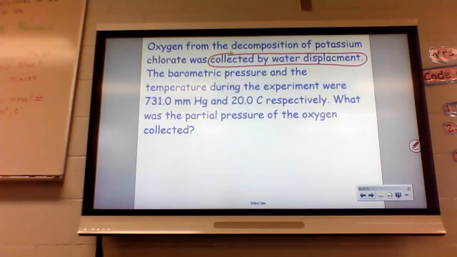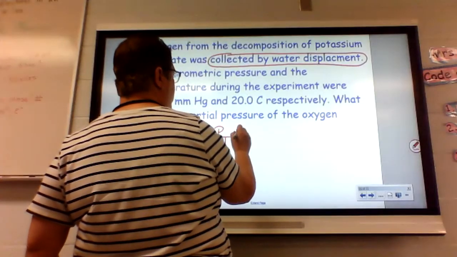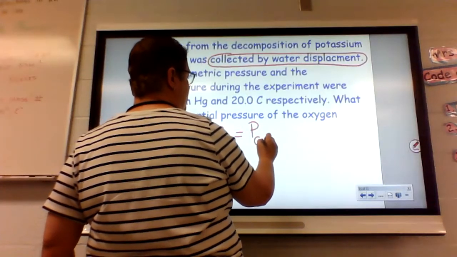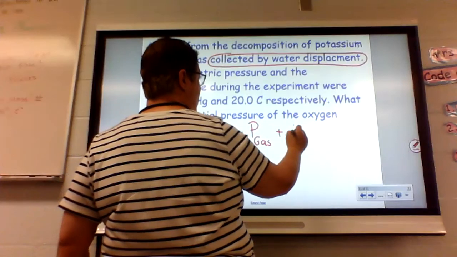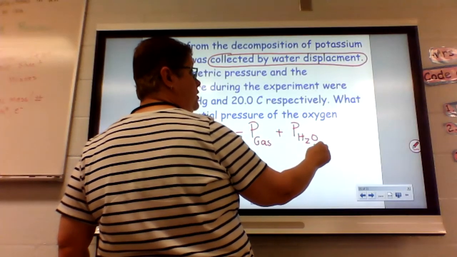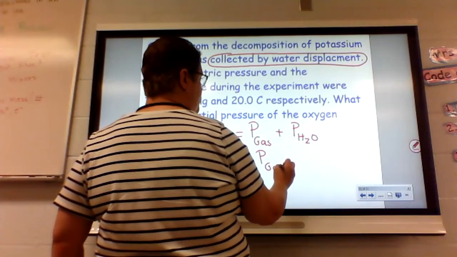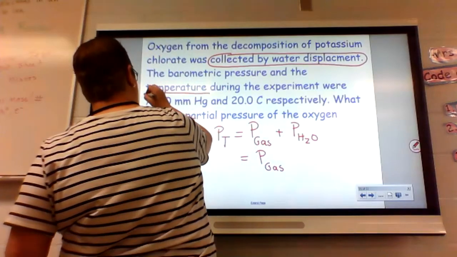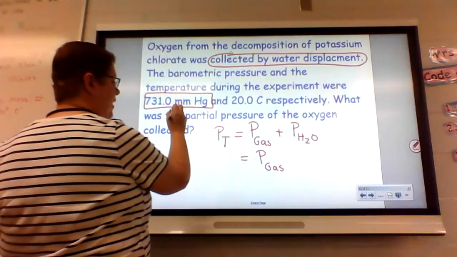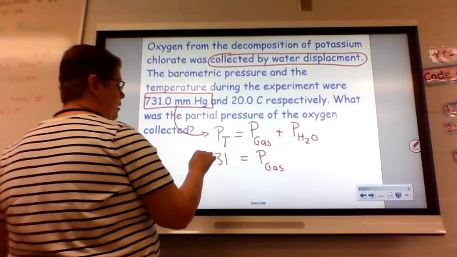What does it ask for in the question? Partial pressure. Which letter is the partial pressure? Is the partial pressure the P total or the P gas? It's the P gas. All right. So I already told you we're never solving for P water. That's always on the chart. We have to be solving for P gas. So that means this number has to be the what? Total. That has to be the total. So 731 goes there.